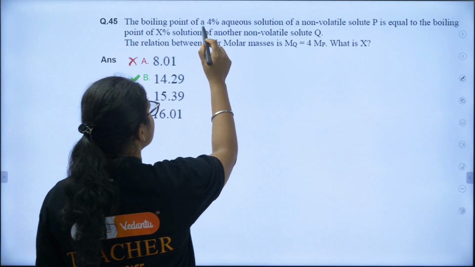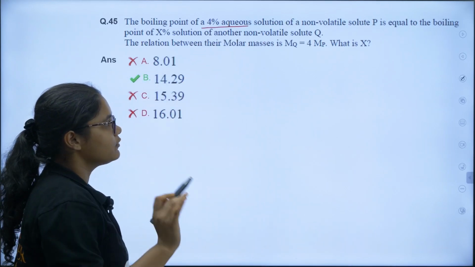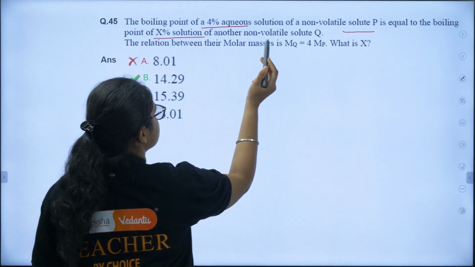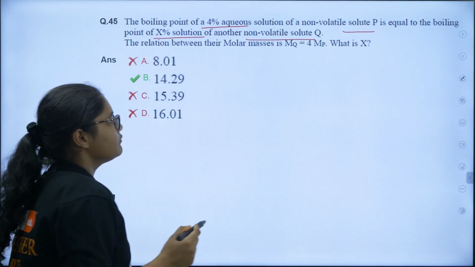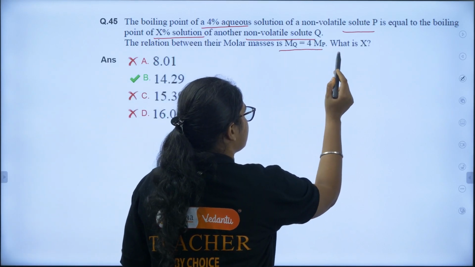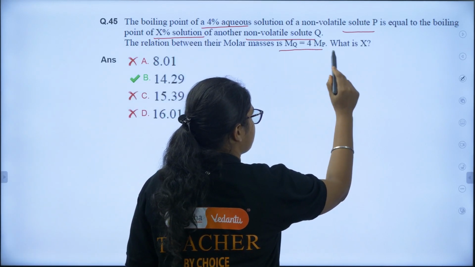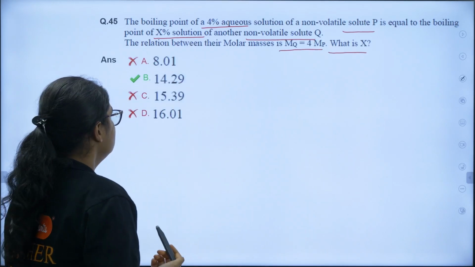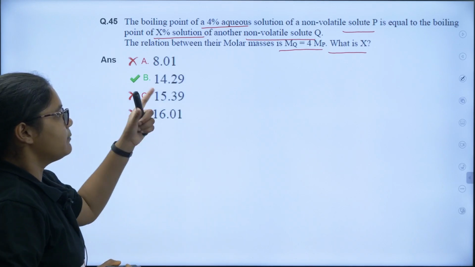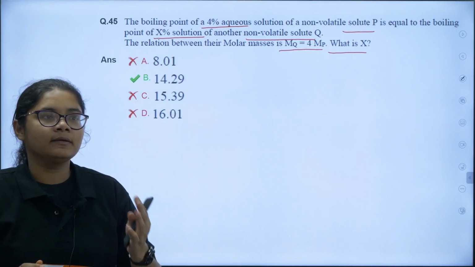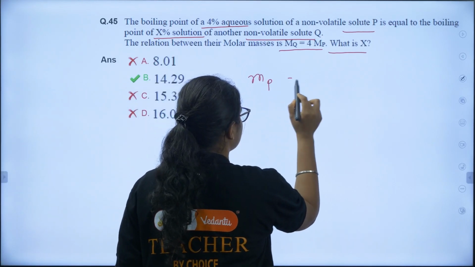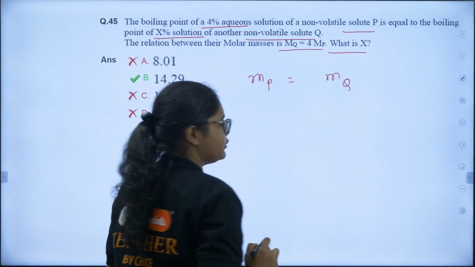The boiling point of 4% aqueous solution of a non-volatile solute P is equal to the boiling point of X% solution of another non-volatile solute Q. The relation between the molar masses of MQ and MP is equal to 4 times of MP. What is X? Okay. So if the boiling point is equal, then we can say that the molality is equal, right? So I can write molality of P is equal to molality of Q, right?